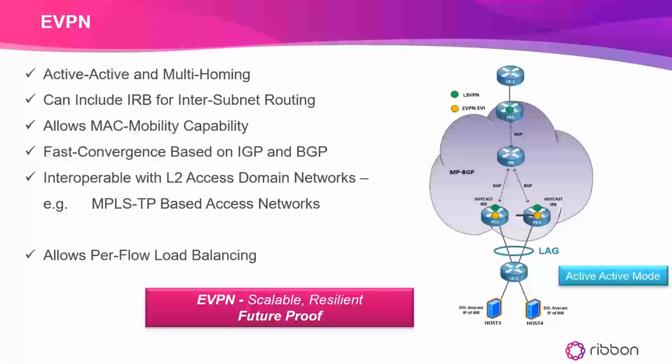It is interoperable with, say, MPLS-TP networks. So it works really well at the edge of an MPLS-TP network, where you have to interface, say, with an MPLS cloud or a routed environment. It also allows per flow load balancing. So it gives you granularity in terms of the traffic flows that are going across your network, and allows you to load balance them across multiple links.